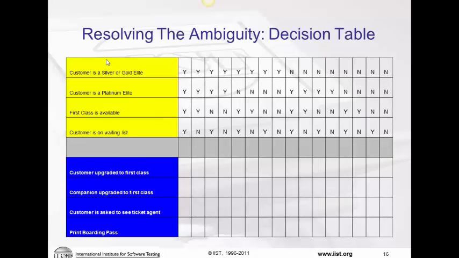If I had only 3 causes here, then I would have how many columns? 8. Because it's going to be 2 to the power 3. That's 2 times itself 3 times.